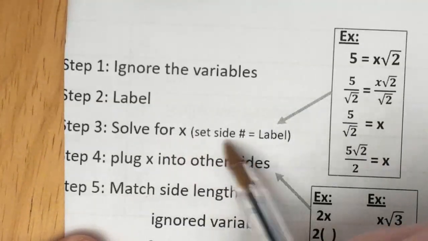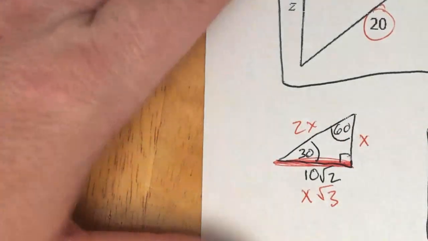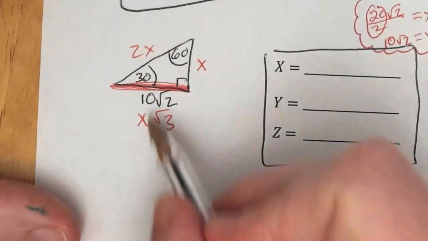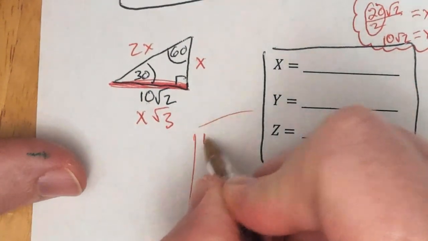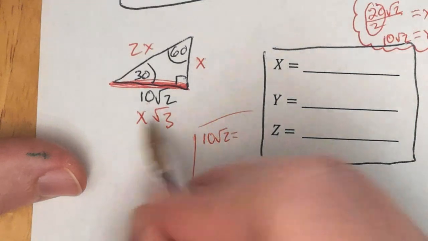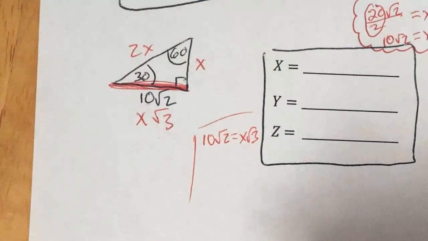All right, let's follow our steps. Step number 3, solve for x. Set the side number equal to what you labeled. What was the side number? The side number was 10 radical 2, and I'm going to do this off to the side. So 10 radical 2 is equal to x radical 3. And now we're going to solve.